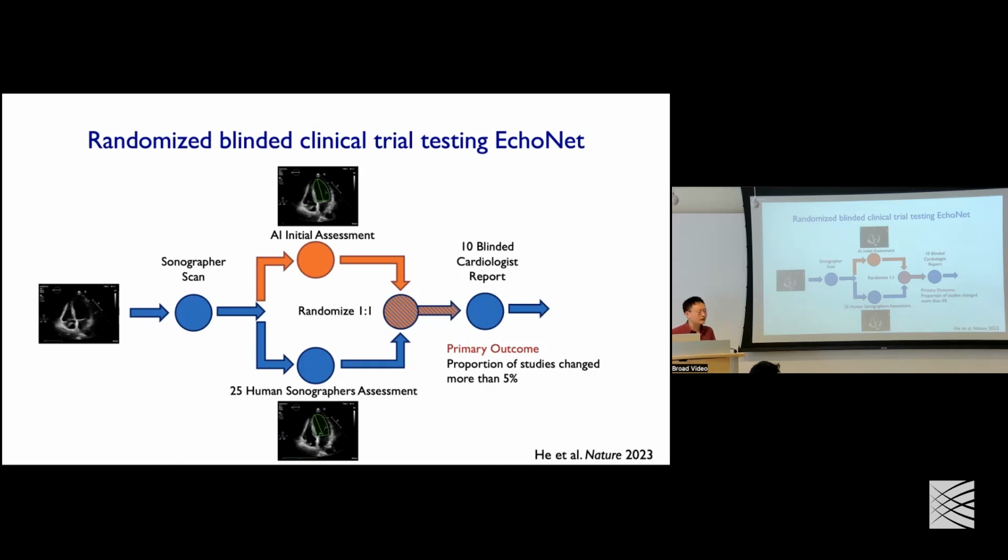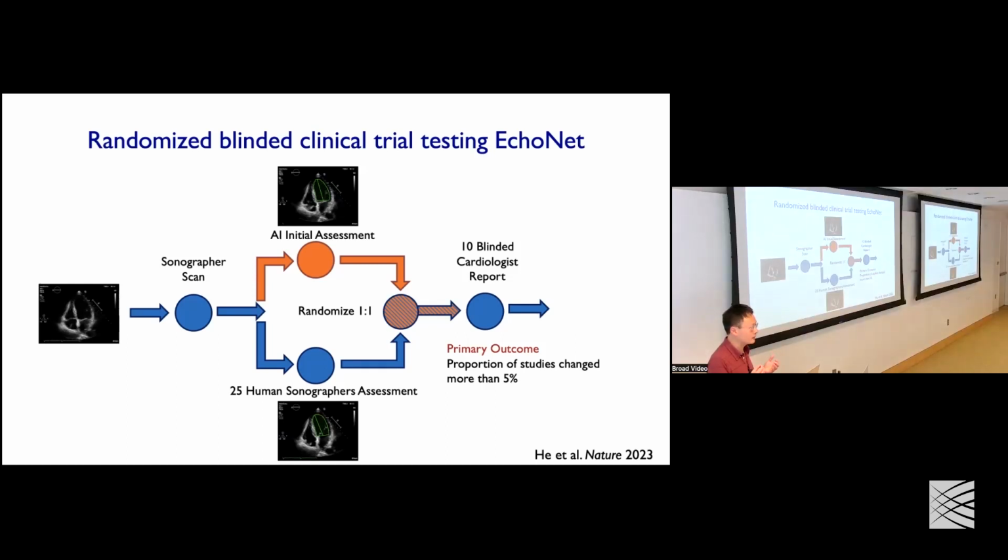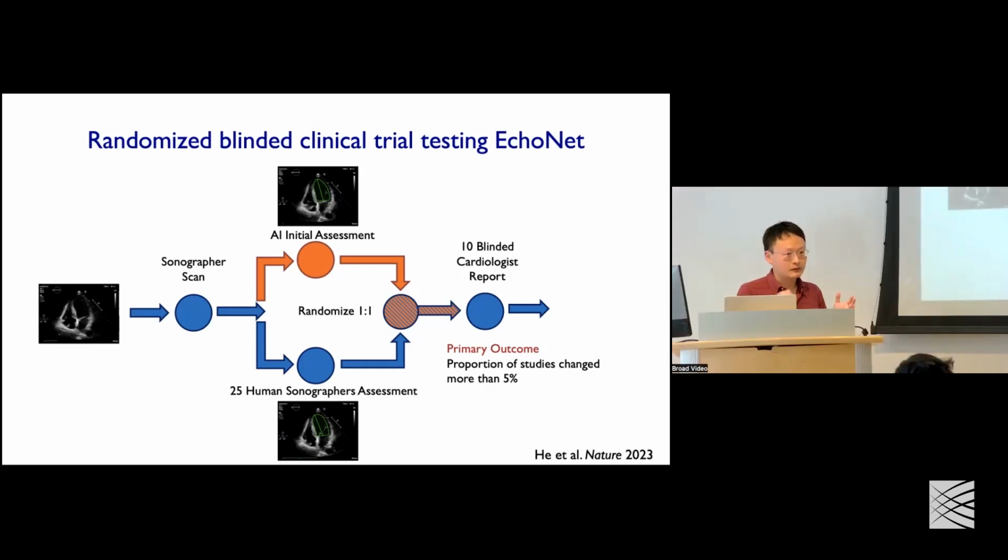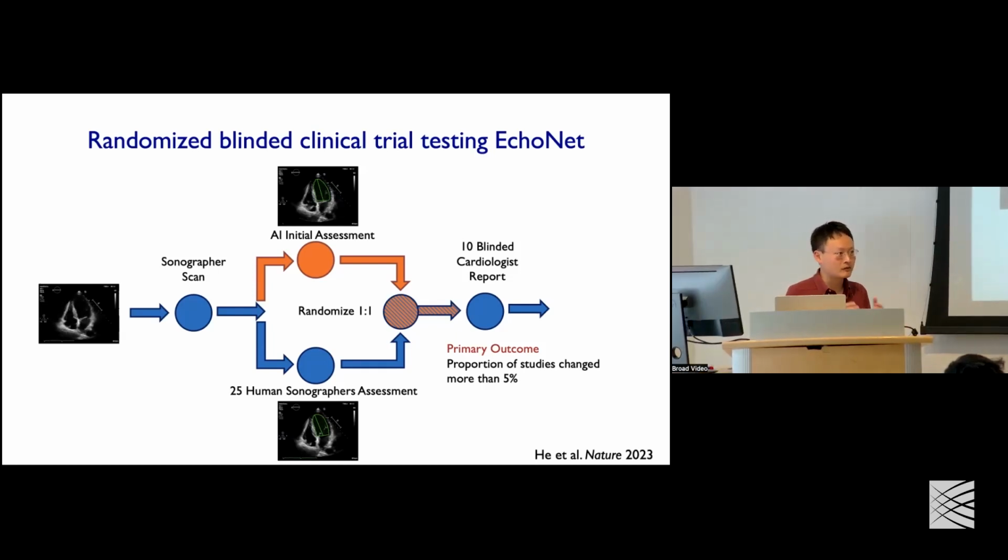So in this case, you wouldn't know whether the cardiologist is looking at the output from the AI or from the sonographer. They can just see whether they agree with the readout or want to change anything. And that becomes a validation for us to see how much the cardiologist actually needs to change the output from the AI model or from the sonographer, in this head-to-head comparison.